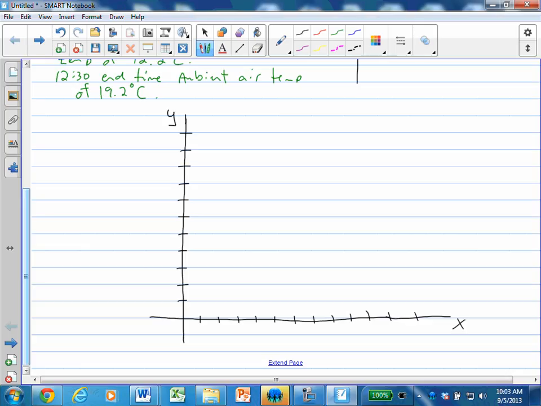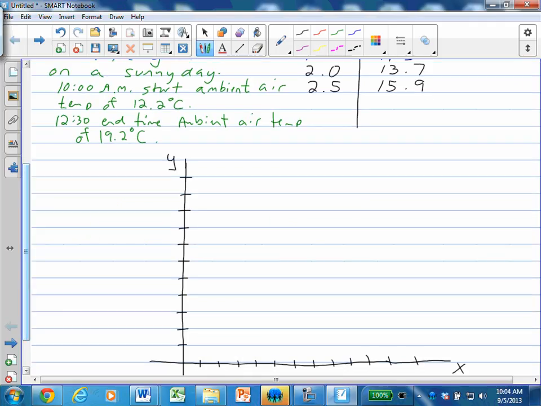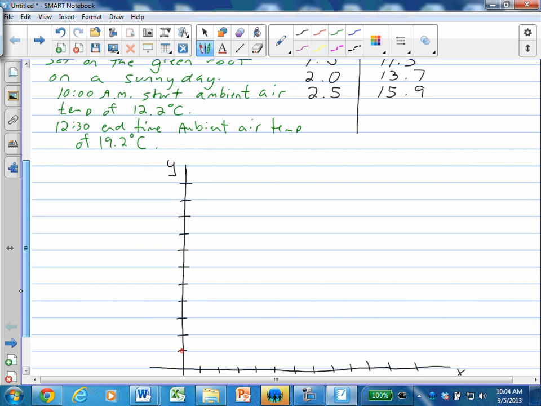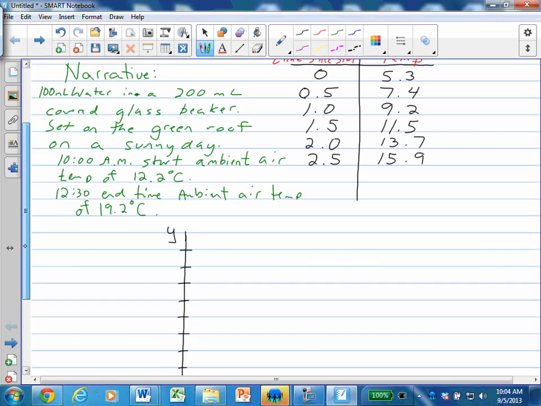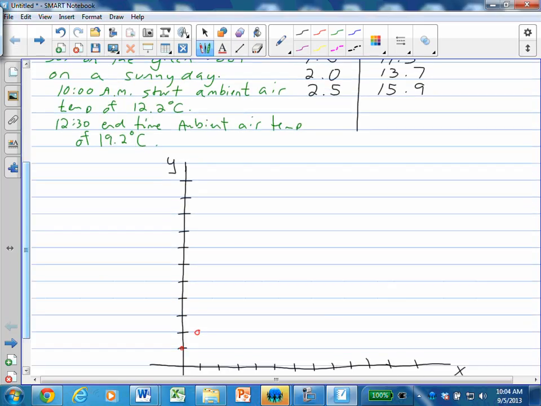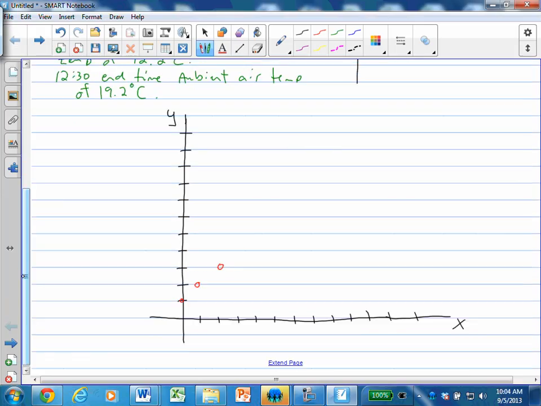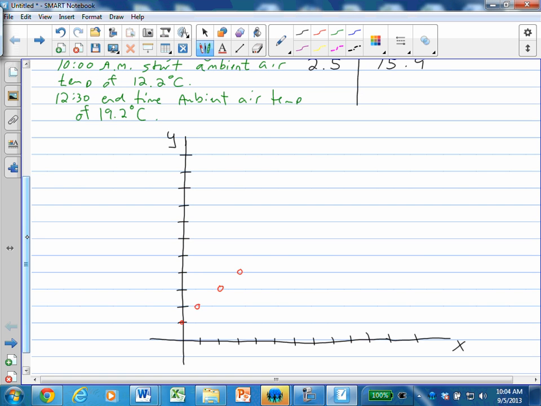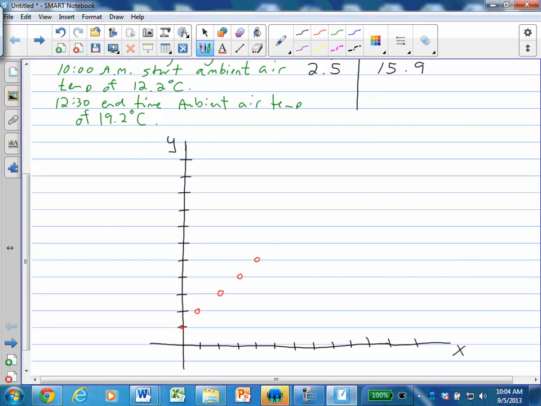Okay, so my first data point is 0, 5.3. So I'll put that here. And 0.5, 7.4. Put that there. 1.0, 9.2. We'll put that there. 1.5, 11.5. 2.0, 13.7. 2.5, 13.9.